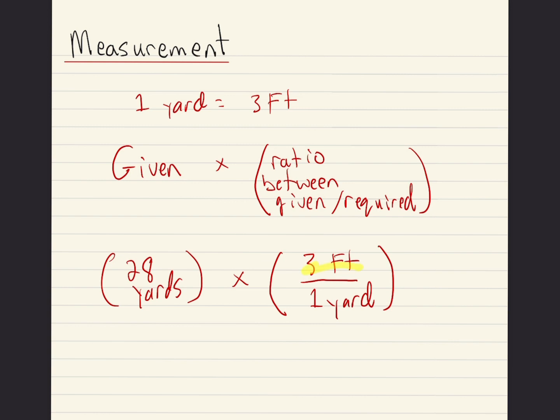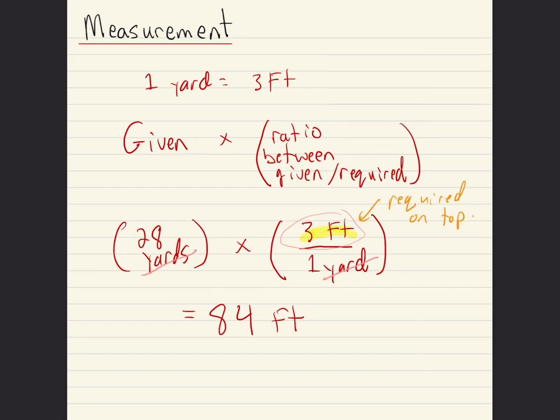What we want, remember, always goes on the top. So I'm going to write here required on the top. Once you've placed your equation like such, the like terms, for example the 28 yards and the 1 yard, cancel out and you're left with just feet. This gives us a final answer of 84 feet.